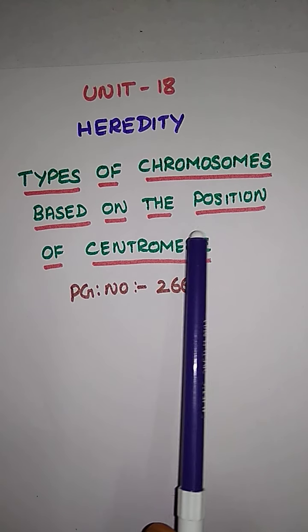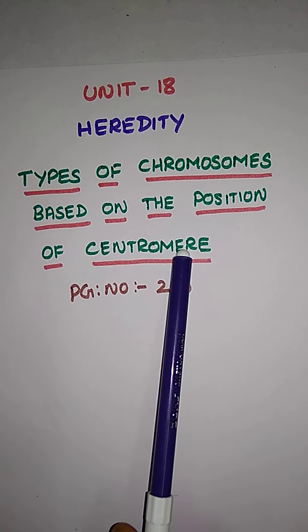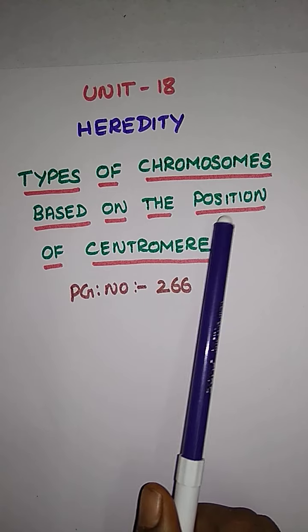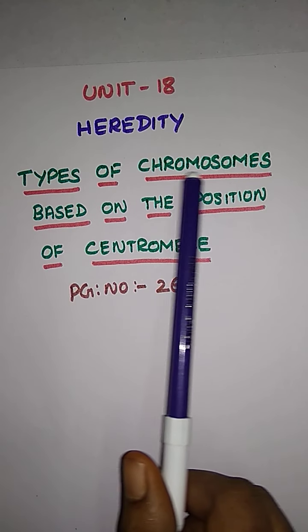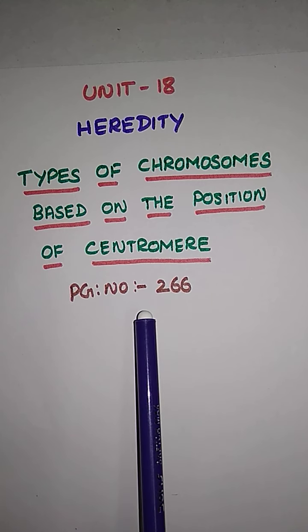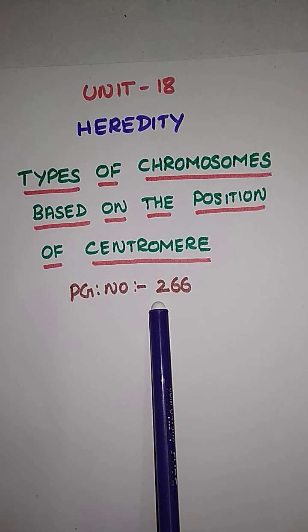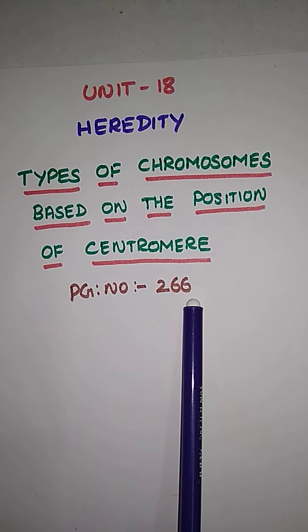We already said what a centromere is. It is present in the center part of the chromosome. So based on the position of centromere, there are some types of chromosome. That is what we are going to discuss in this class, and next they also have some functions. These are the two topics we are going to discuss in this class, on page number 266.